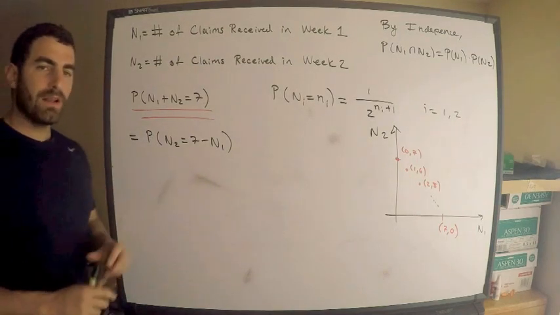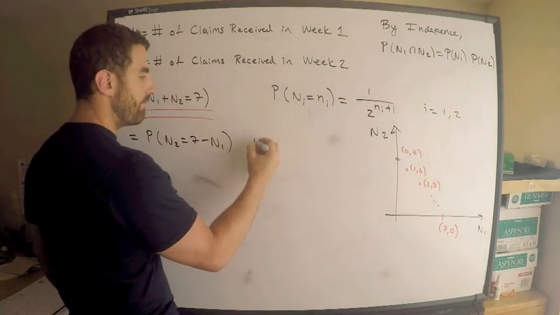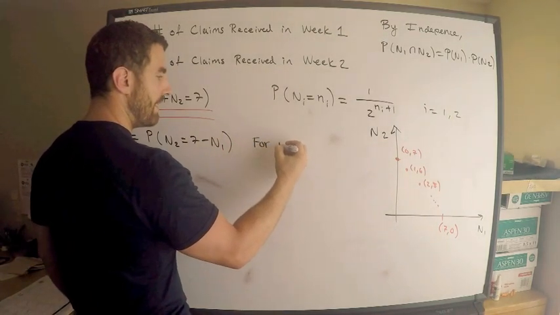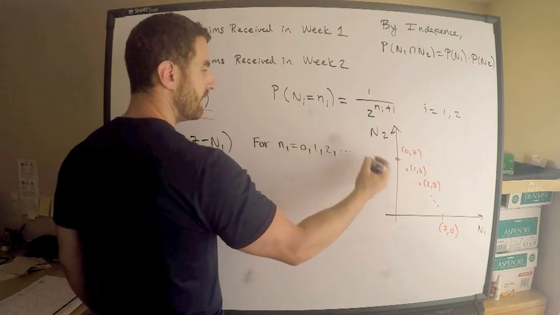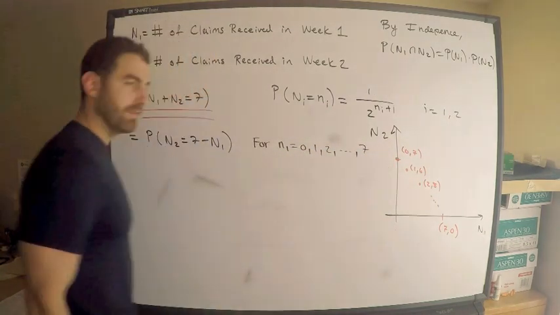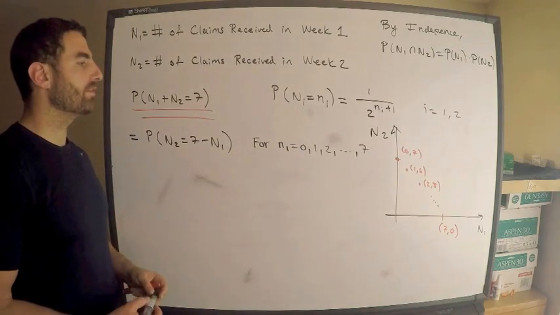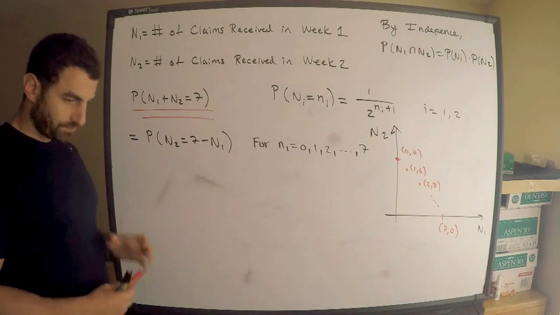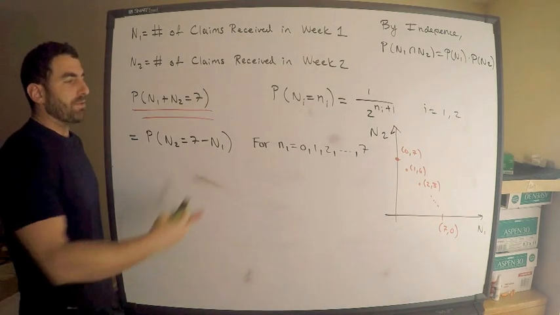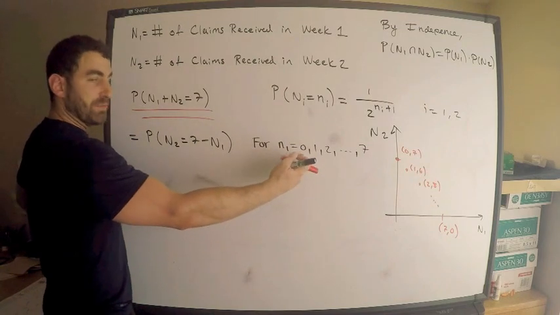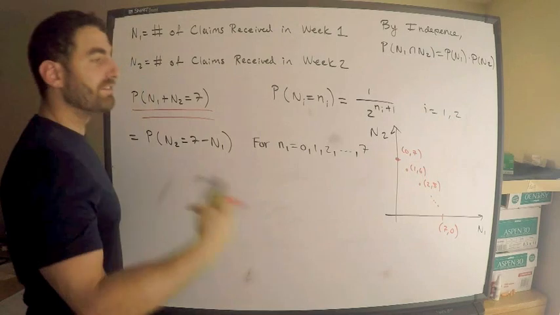So we need to throw in another piece here. Okay, so let me just write this. So n1 equals 0, 1, 2, dot, dot, dot, up to 7. So we need all of these. And if you think about it for a second as well, we need to compute the situation where probability n1 is 0, probability n1 is 1, 2, up to 7.